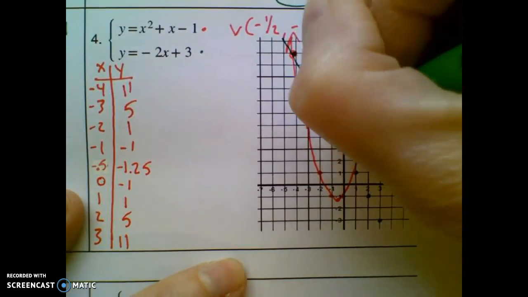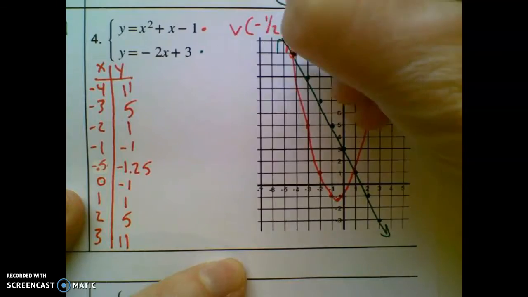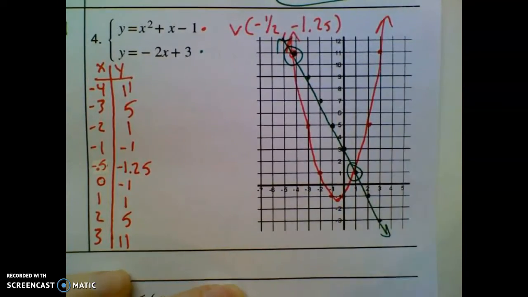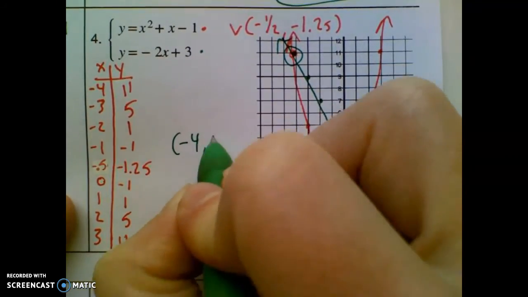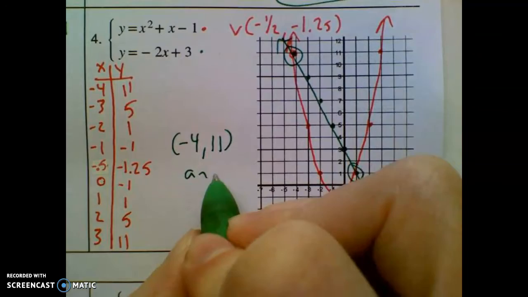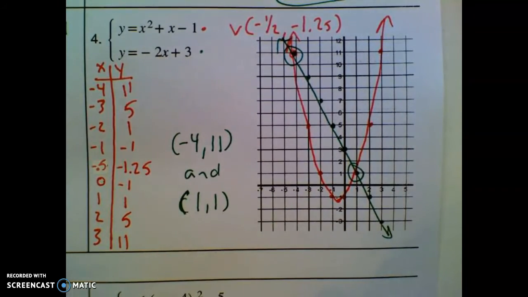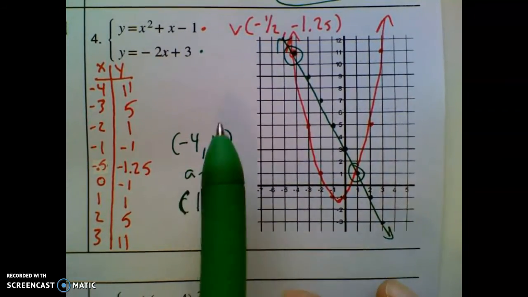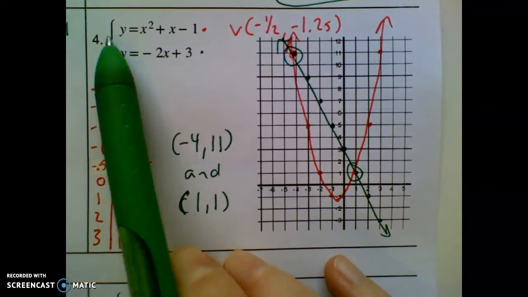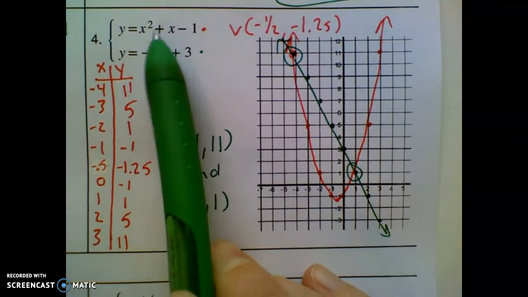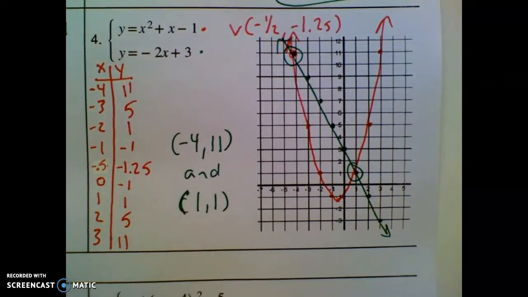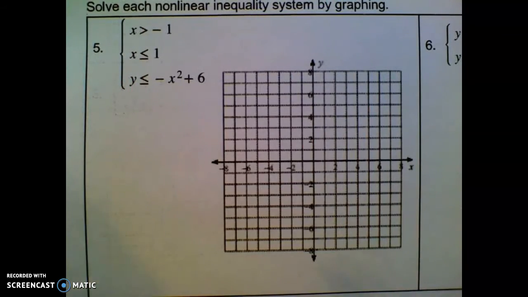So, boom, boom, boom, boom, boom. All right, two intersections. Just those two ordered pairs are (-4, 11) and (1, 1). And if I took both these values and plugged in -4 and 11, it would work, and then 1 and 1, it would work. All right, so hopefully I have enough time to do these last two.